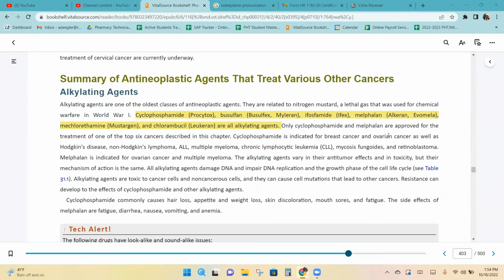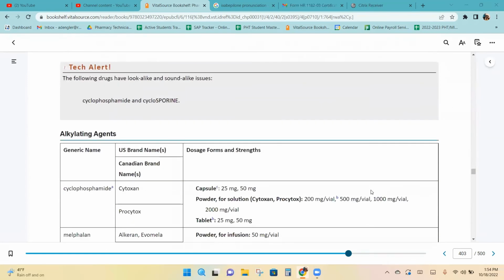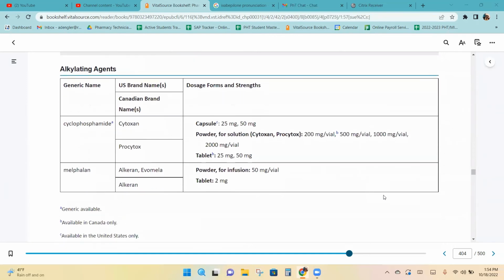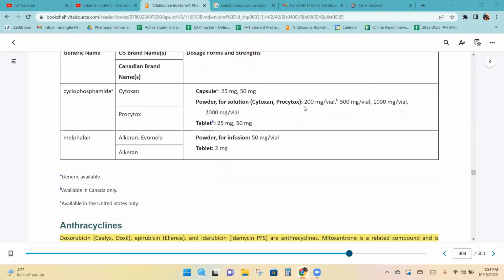Only cyclophosphamide and melphalan are approved for the treatment of one of the top 6 cancers described in this chapter. Cyclophosphamide is indicated for breast cancer and ovarian cancer, as well as Hodgkin's disease, non-Hodgkin's lymphoma, ALL, multiple myeloma, chronic lymphocytic leukemia, mycosis fungoides, and retinoblastoma. Melphalan is indicated for ovarian cancer and multiple myeloma. So melphalan is only available as a tablet and a powder. Cyclophosphamide is a capsule, a tablet, and a powder for solution.